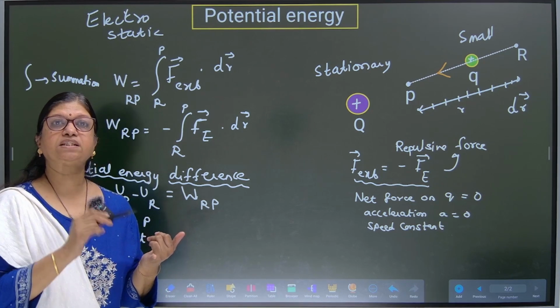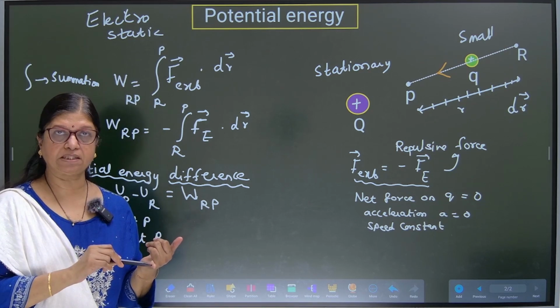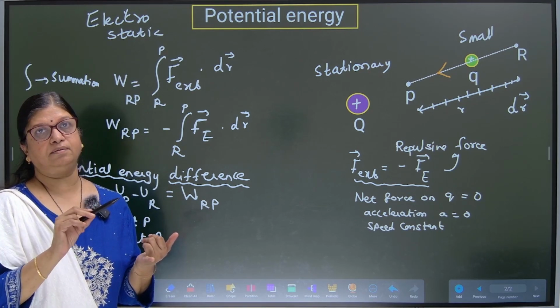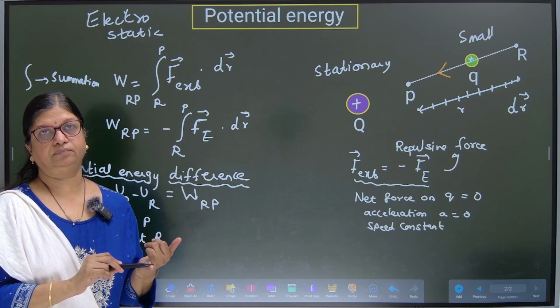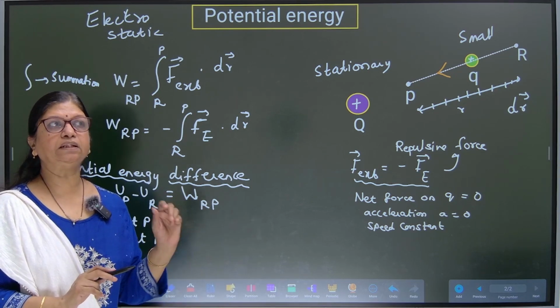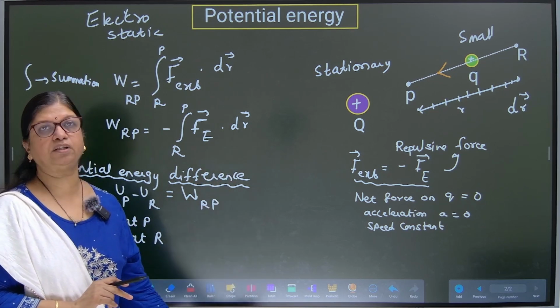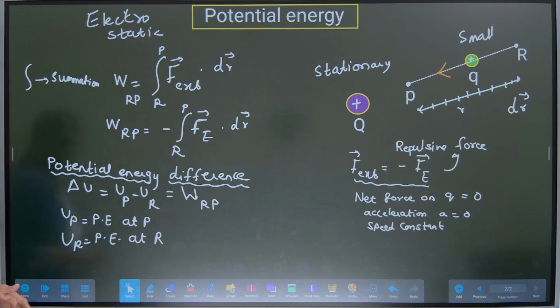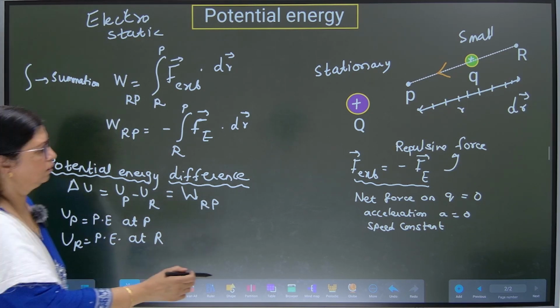Okay? Electrostatic potential energy difference and potential energy at a point. With this formula, just take a screenshot of what I have written as a derivation part, and then we shall go to the next page. Okay?